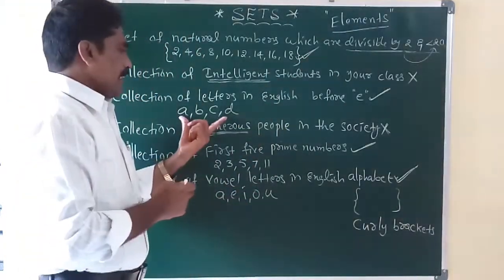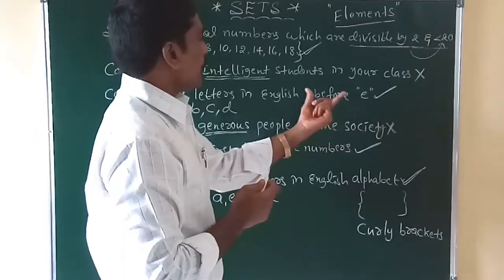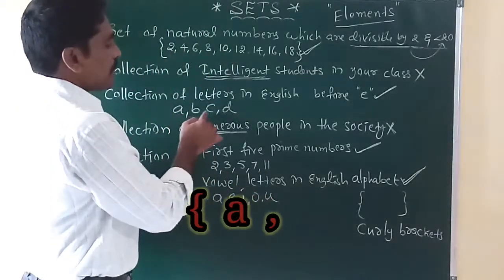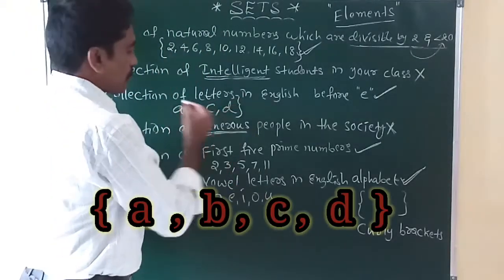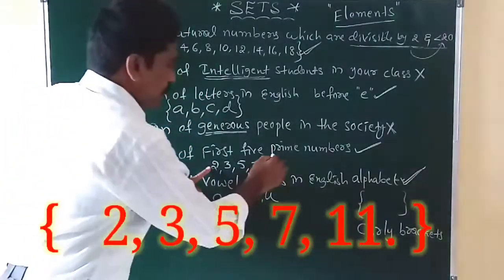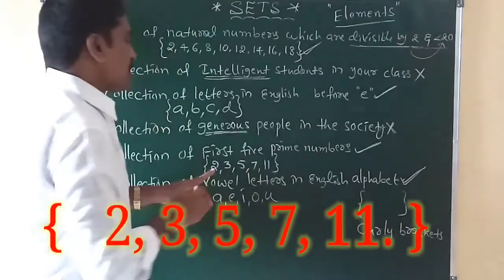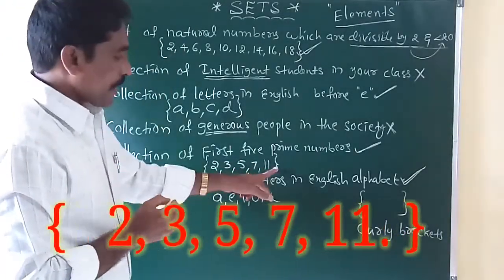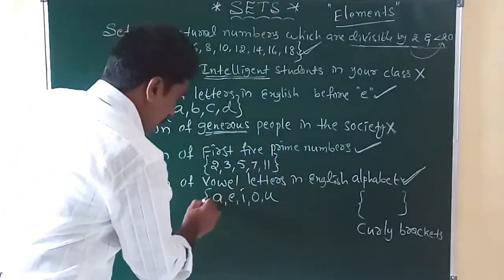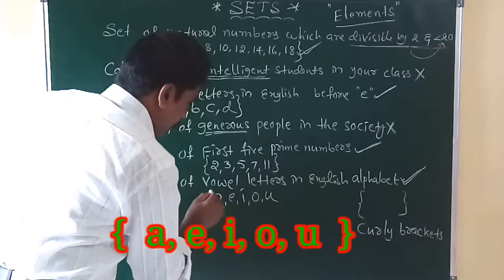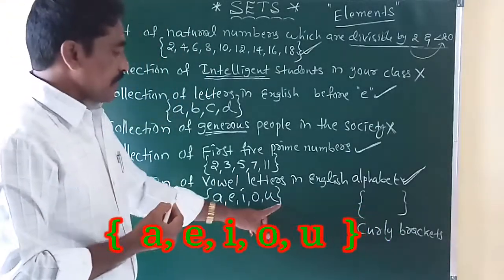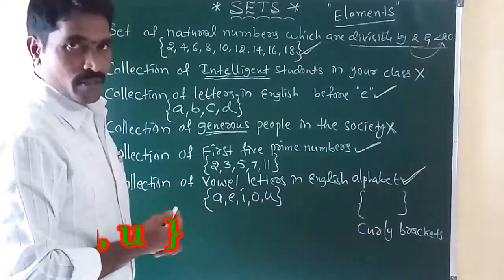What about the set notation of the collection of letters before E? They are A, B, C, D. So we can write the set form like this. These elements are also enclosed in the flower brackets, that is, curly brackets, and this can be a set. Elements are separated by commas.